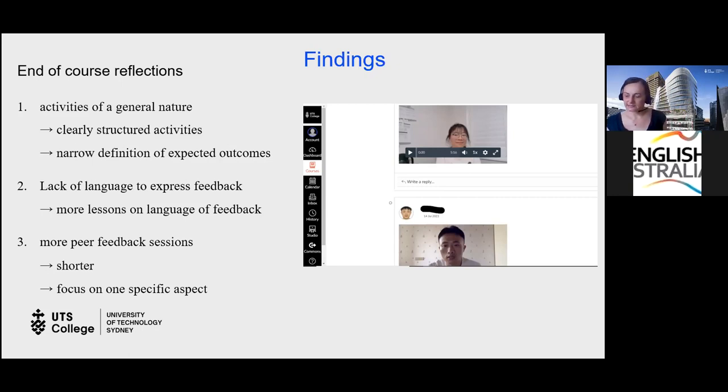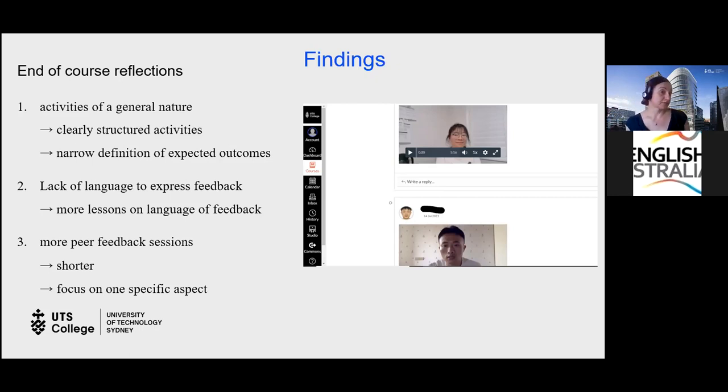When I analyzed their feedback, I divided it into three categories. Category one focuses mostly on my instructions, where I gave them activities of a general nature, and they recommended to me to make it more structured, clearer, and to define narrowly expected outcomes so they knew exactly what was expected from them at the end of the session.